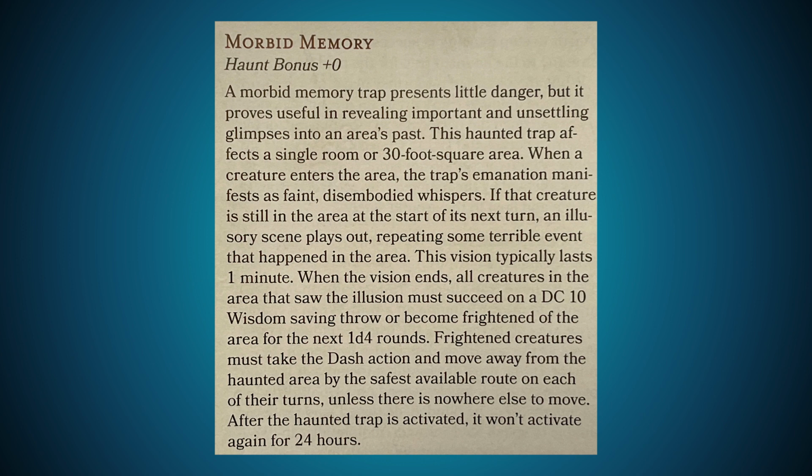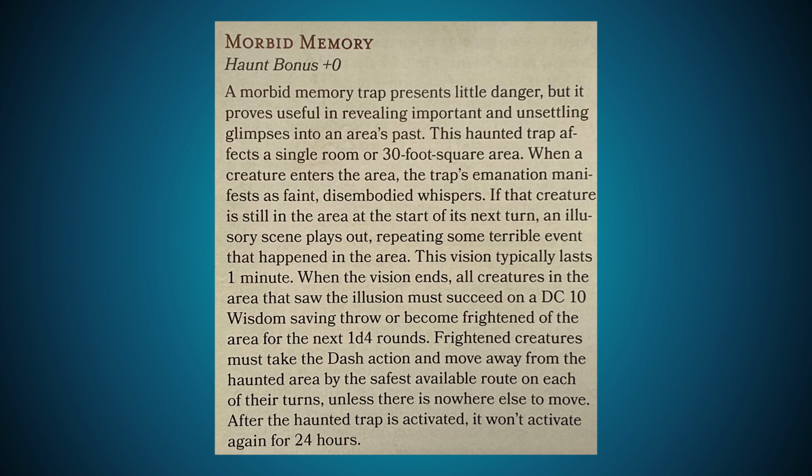A Morbid Memory trap presents little danger, but it proves useful in revealing important and unsettling glimpses into an area's past. This haunted trap affects a single room or 30-foot square area. When a creature enters the area, the trap's emanation manifests as faint, disembodied whispers. If that creature is still in the area at the start of its next turn, an illusory scene plays out, repeating some terrible event that happened in the area. This vision typically lasts 1 minute.